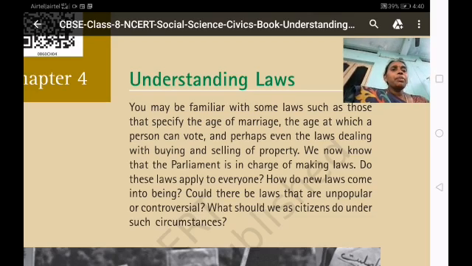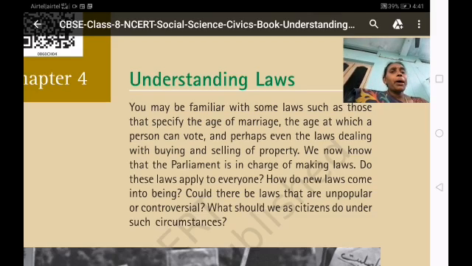You may be familiar with some laws such as those that specify the age of marriage, the age at which a person can vote, and perhaps even the laws dealing with buying and selling of property. If you know some of these rules and regulations, the age of marriage means above 18 years only should the child get married. Even the right to vote is above 18 years. And for buying and selling, they should know the rules and regulations dealing with it.